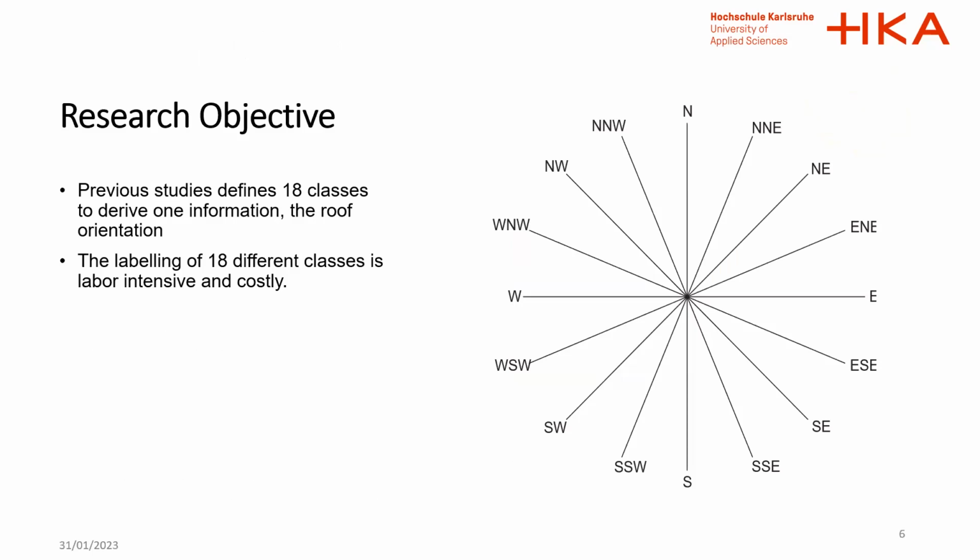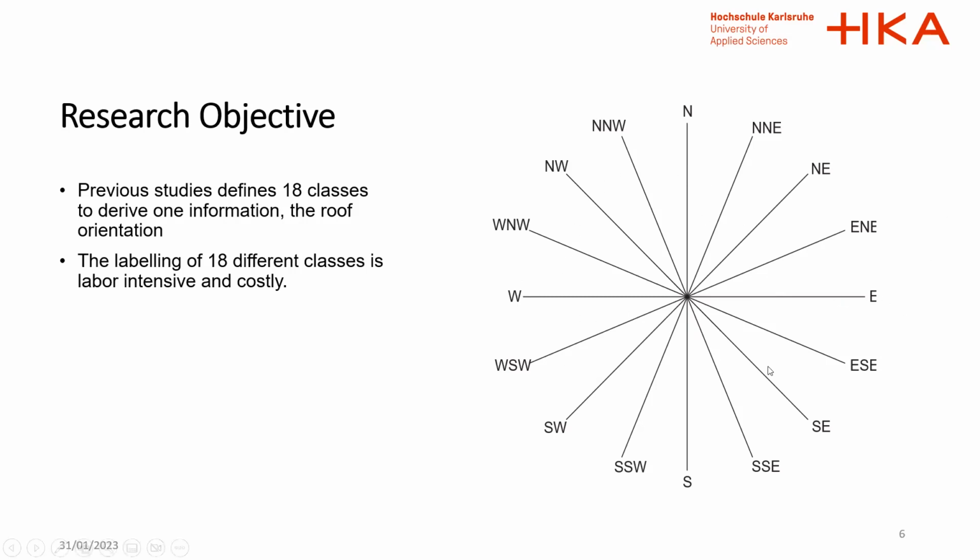And in previous studies, TU Munich has defined 18 classes to derive one piece of information, that is the solar roof orientation. That means all these 18 classes have been used just for finding one piece of information, the orientation, like whether the roof is facing northeast or east or west.